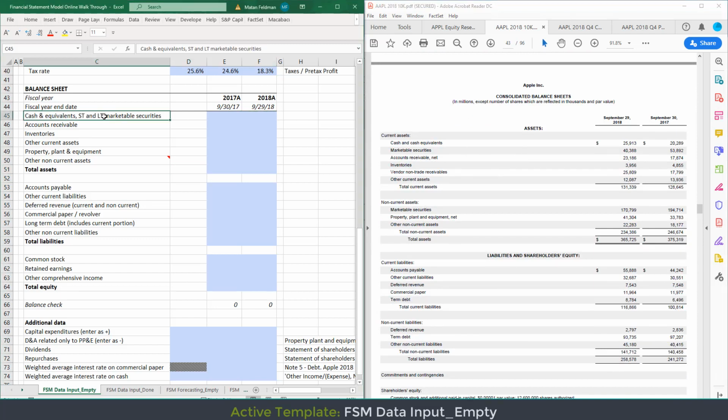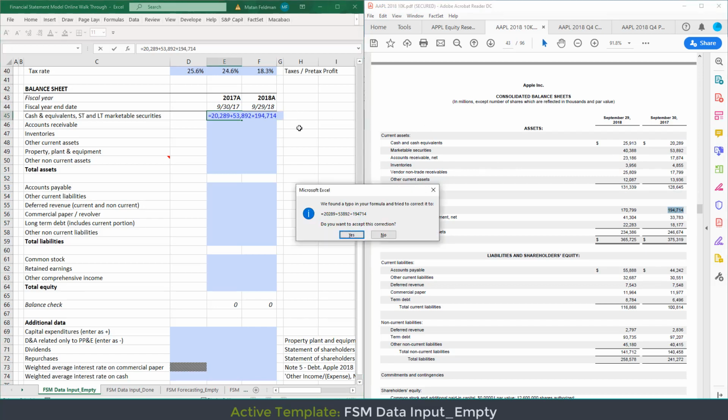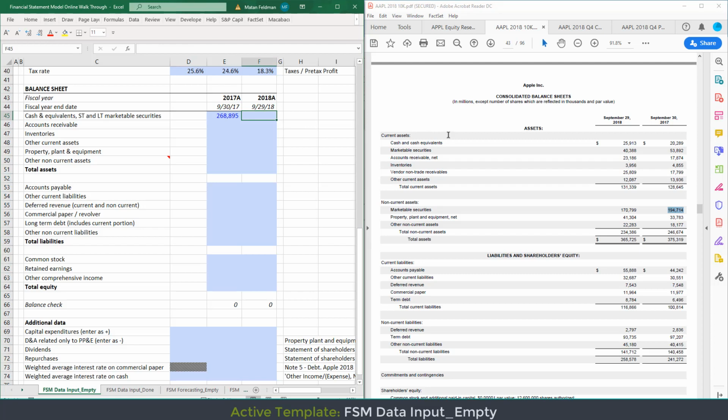So the big thing is we're going to aggregate a bunch of these line items for cash, as we talked about in a preceding video. So this 20 plus the 53 in marketable securities that are reported under current assets, and then the 194 for 2017. That's what we're going to put in here. It doesn't like that there are commas there, but we're just going to say okay.